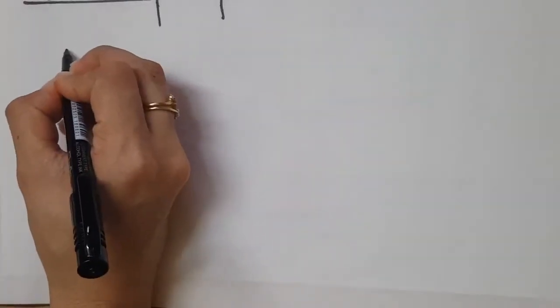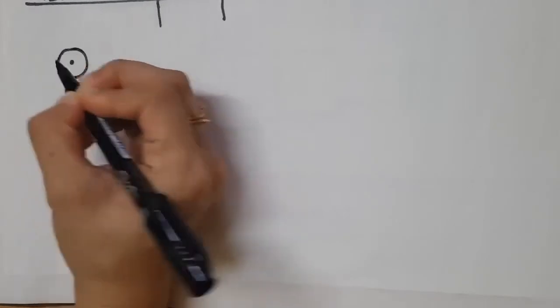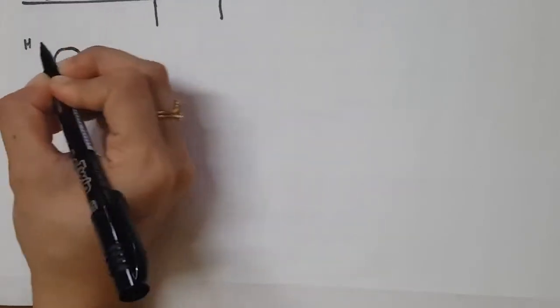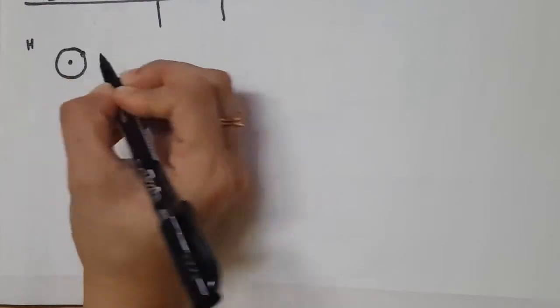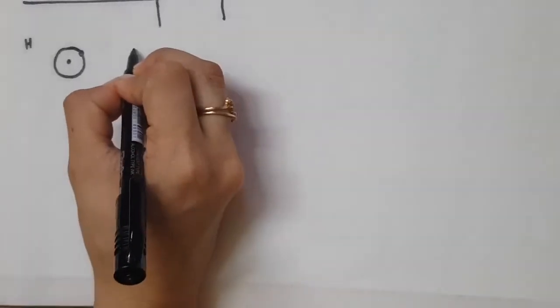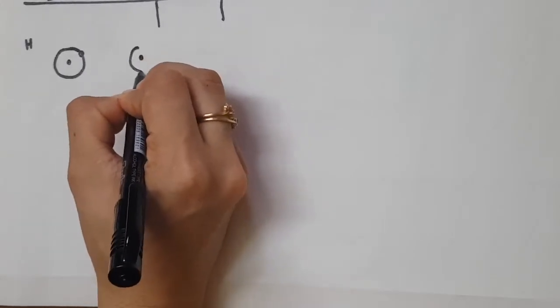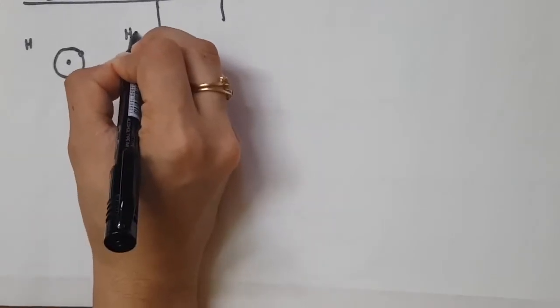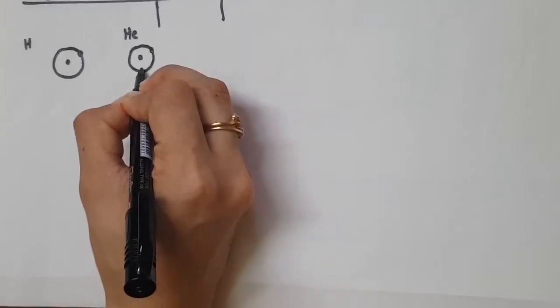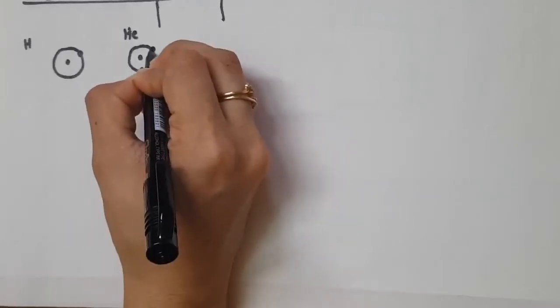In the textbook, the schematic diagram of the first 18 elements is given. So we'll see them. Let's see the first element, that is hydrogen. It has only 1 electron, so 1. Then helium. So this is the nucleus of the atom, then the orbit. Helium has 2 electrons, so 2.